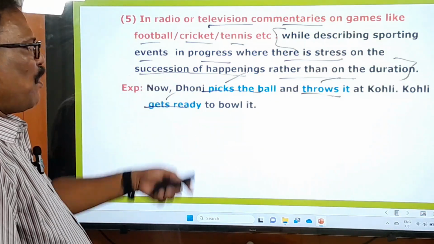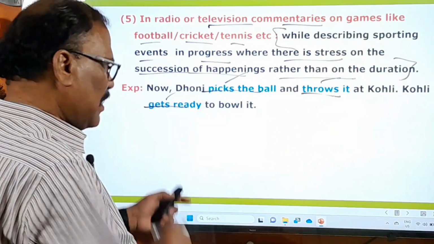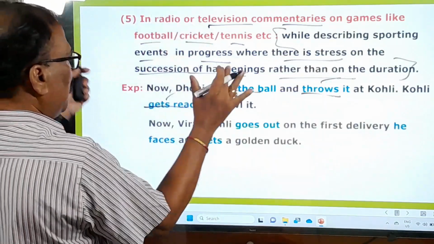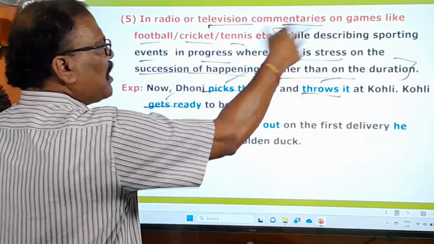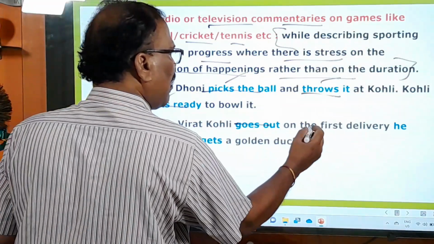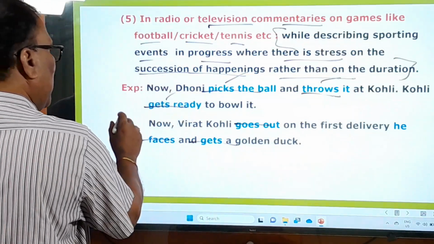Now Dhoni picks the ball and throws it at Kohli. Kohli gets ready to bowl it, something like that. So the commentator will be saying like that, and you feel everything is taking place in front of you, because he will be describing the things happening in front of him. Now Virat Kohli goes out on the first delivery he faces and gets a golden duck. So these are the two examples I have given.